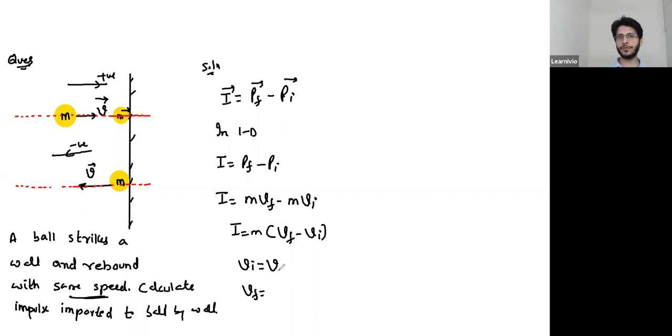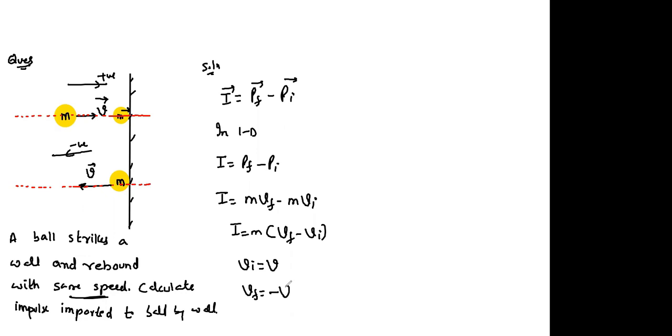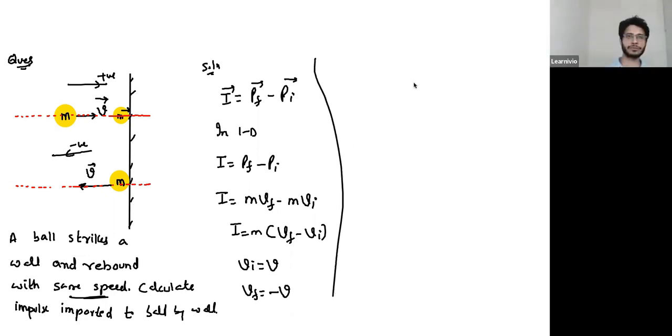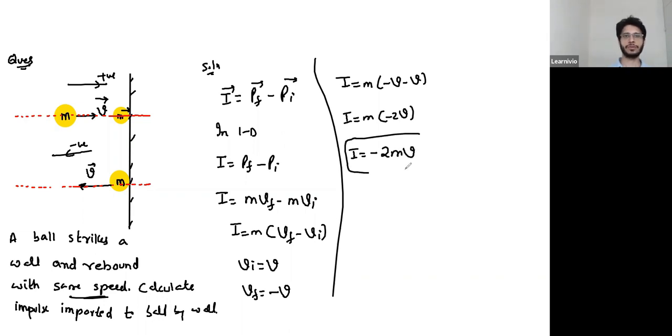So if my V initial is V, then how much is V final? It will be minus V. So if I substitute the values, it's m, V final is minus V, V initial is V. So impulse is m into minus 2V. So impulse is minus 2mV. This is the impulse imparted on the ball.